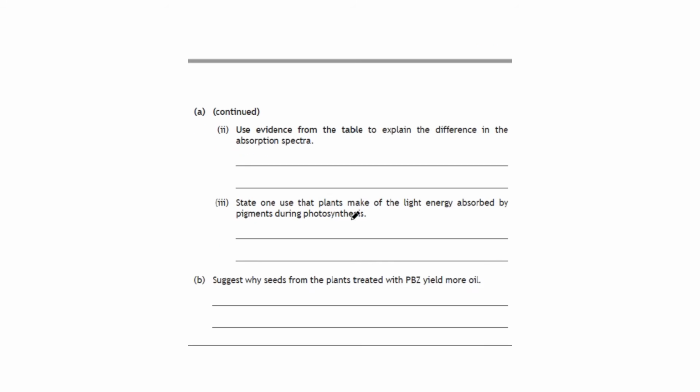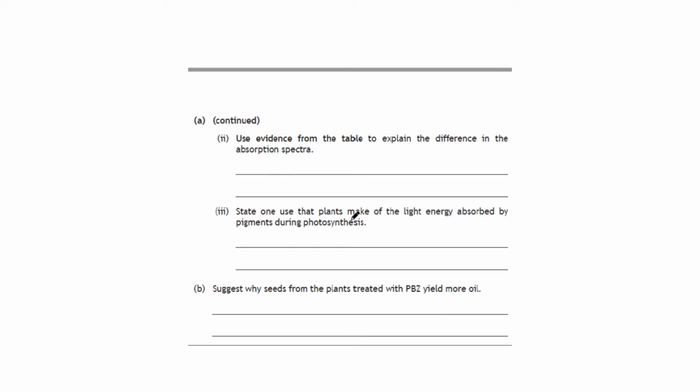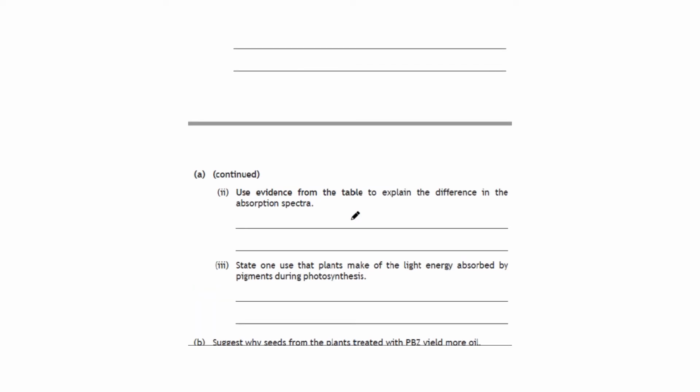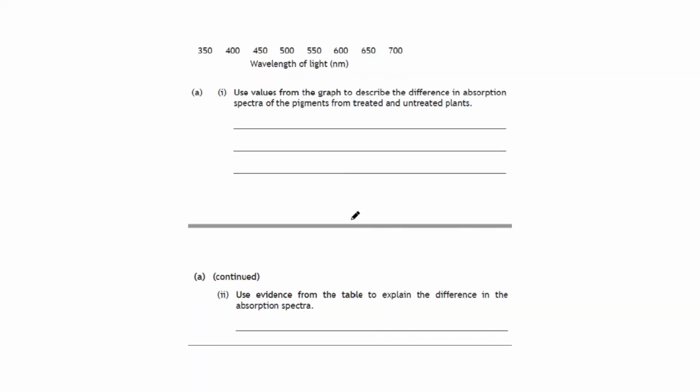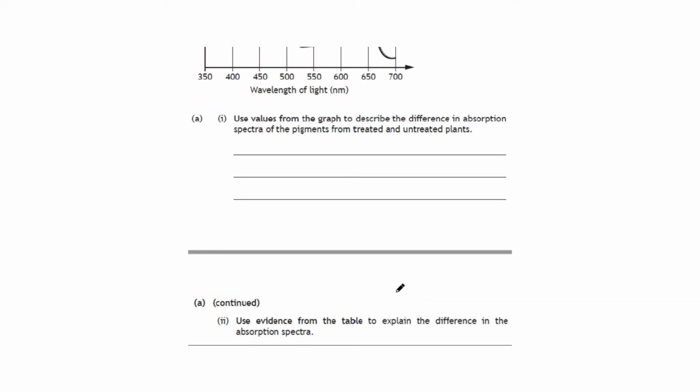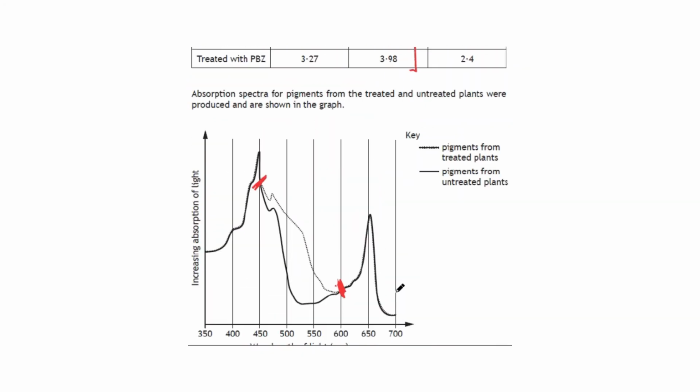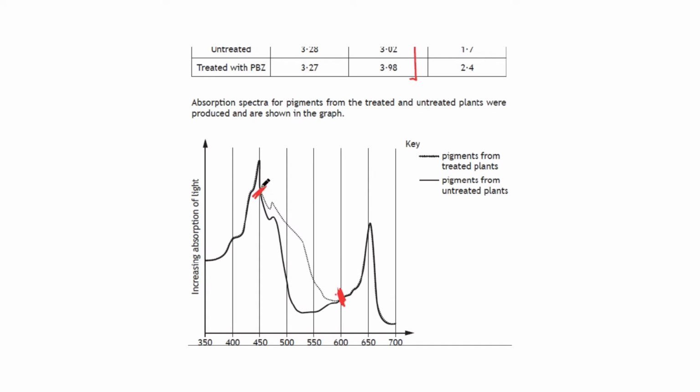Then the next one, use evidence from the table to explain the difference in the absorption spectra. So it's giving you these two questions here. The first one, it's saying use values from the graph, so that kind of directs you as to what you should put. Here it's directing you back to the table. So use evidence from the table to explain the difference. So why have you got this higher value between these wavelengths of light?